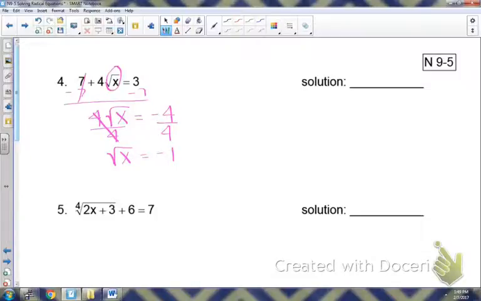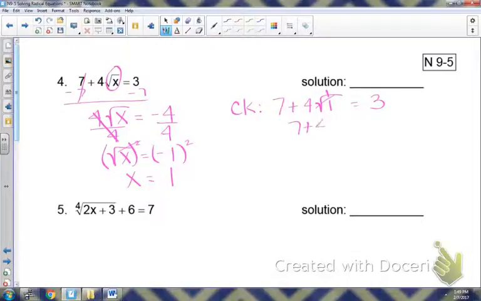Now, since we have the radical by itself, now we can square both sides. So those cancel, you're just left with x, and then -1 times a -1 is a positive 1. So let's check it. Square root of 1 is 1 times 4, we just get 4, but 7 plus 4 does not equal 3. So remember, that's called an extraneous solution. You solve it, get your answer, plug it back in, and it does not work. So no solution.